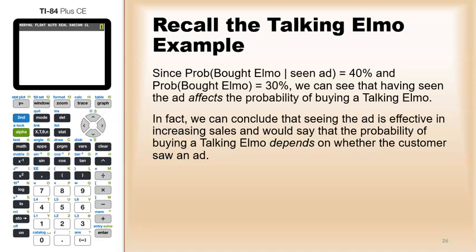So recall, earlier in a previous video, we found the probability that a randomly chosen person buying Elmo, given that they've seen the ad, was 40%. Well, in general, those who bought Elmo was 30%. That is, having seen the ad made the probability go up. So in fact, we can conclude that seeing the ad is effective in increasing sales, and we would say that the probability of buying a talking Elmo depends on whether the customer saw an ad.